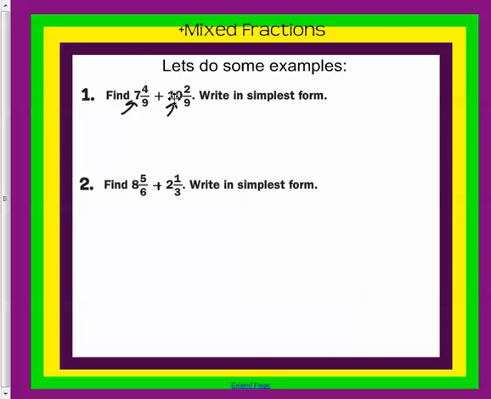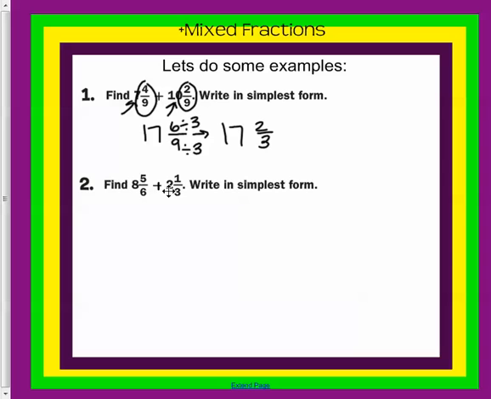So the first step is to add your whole numbers. 7 plus 10 is 17. Now worry about the fractions. I have 4/9 and 2/9, so I have 6/9. Is that simplified? No. 6 and 9 are both divisible by 3, so I get 17 and 2/3.